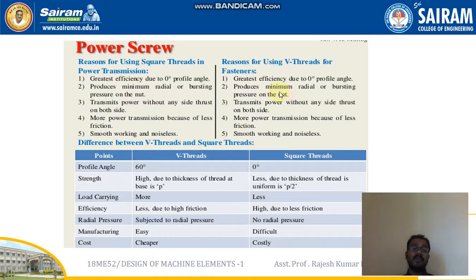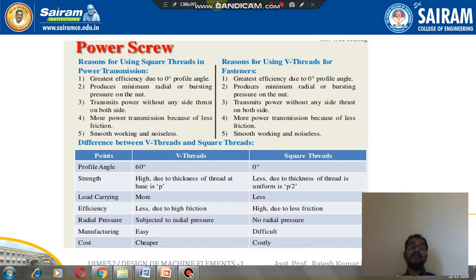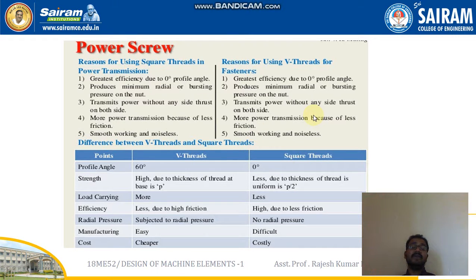Here it is wrongly given: it is not minimum, it is maximum. And it is said to transmit power without any side thrust on both sides, but actually it will not, because there will be some side thrust on both sides, and the power transmission will be very much less compared to the square thread. And it is not smooth working, it is noisy working, because it is a V thread, so we can always hear a cracking sound whenever V threads are used. It is possible to hear that sound even for small screws.